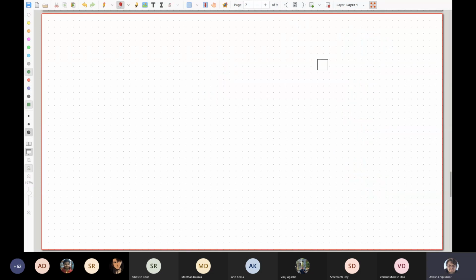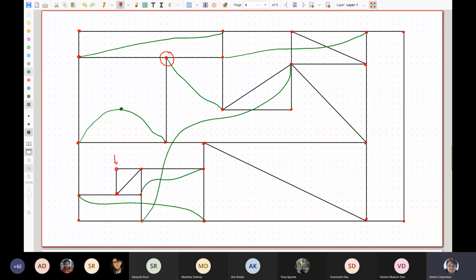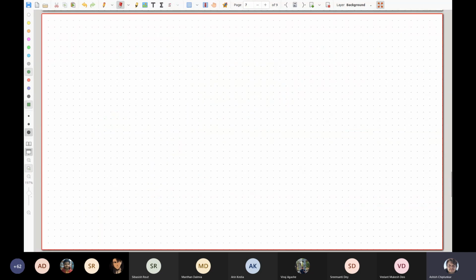Let me just delete this slide. All right, so let's define these notions properly, and then we'll figure out whether it is always possible if all the degrees are even. Okay, so definition. Let G be a graph.